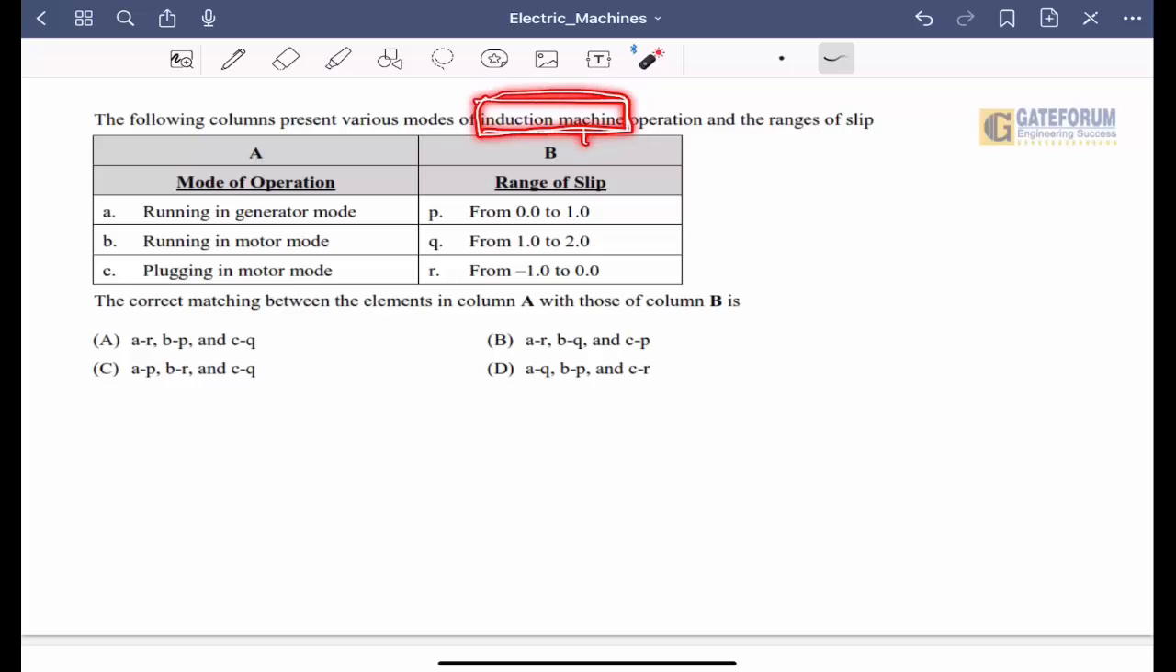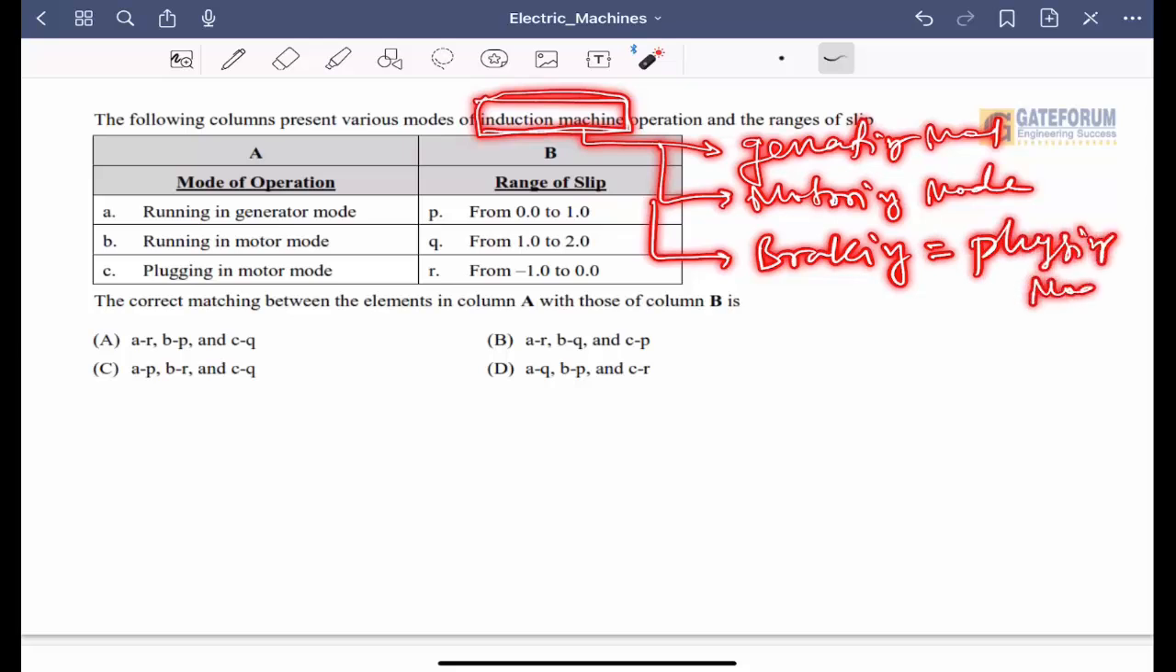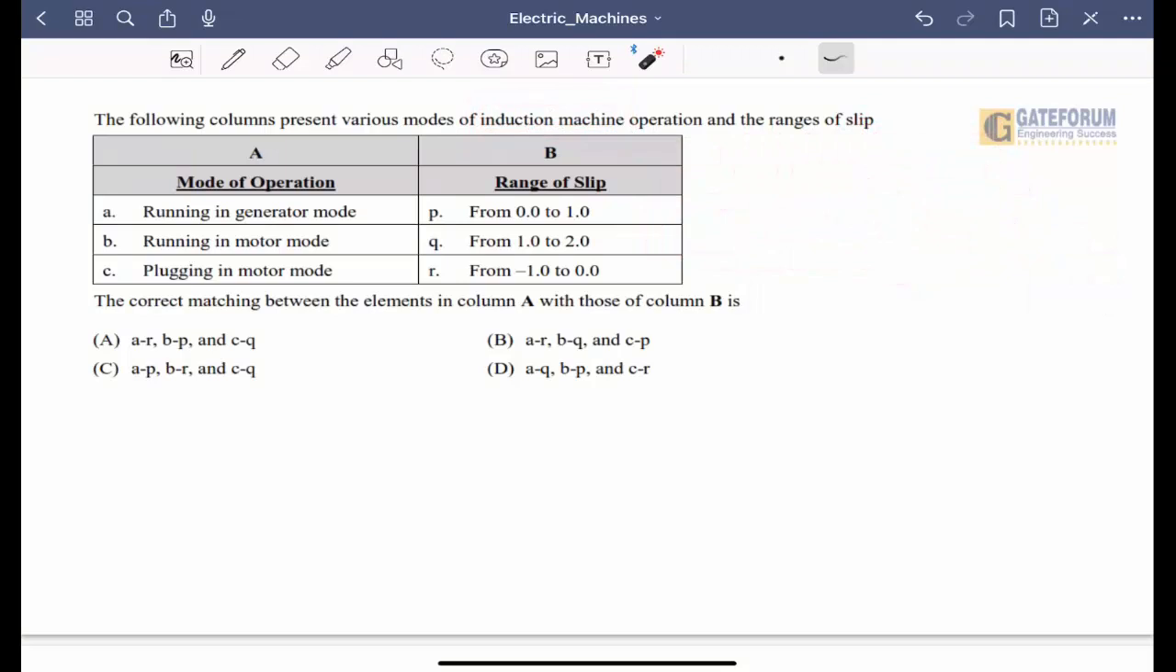Three modes: it can be operated in generating mode, it can be operated in motoring mode, or it can be operated in braking mode, which is equal to plugging mode. So do not get confused between braking and plugging, both are the same. To solve this problem, first of all, we will draw the total torque versus slip curve.